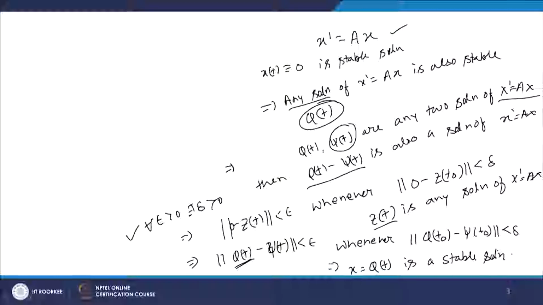So, this we are getting when we are assuming that 0 is a stable solution. So, this implies that if 0 is a stable solution, then phi t, where phi t is any fixed solution of x dash equal to ax, is also a stable solution. Now, we want to prove the other way around. We simply say that if x identically equal to 0 is an unstable solution, then we want to prove that any solution, let us say phi t, is also unstable.